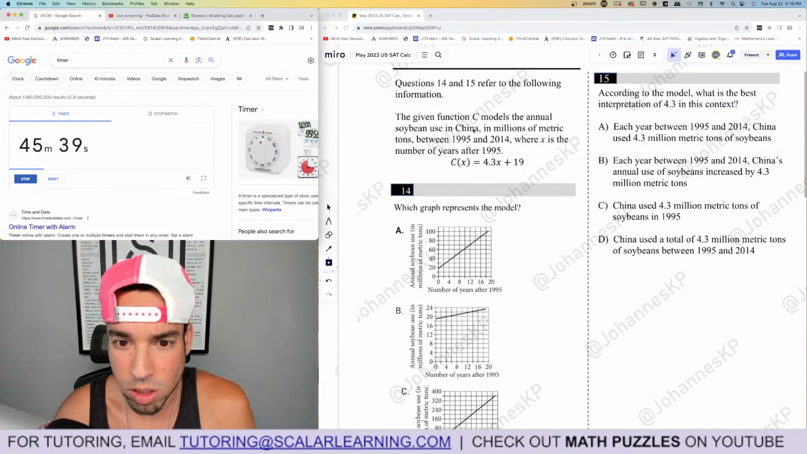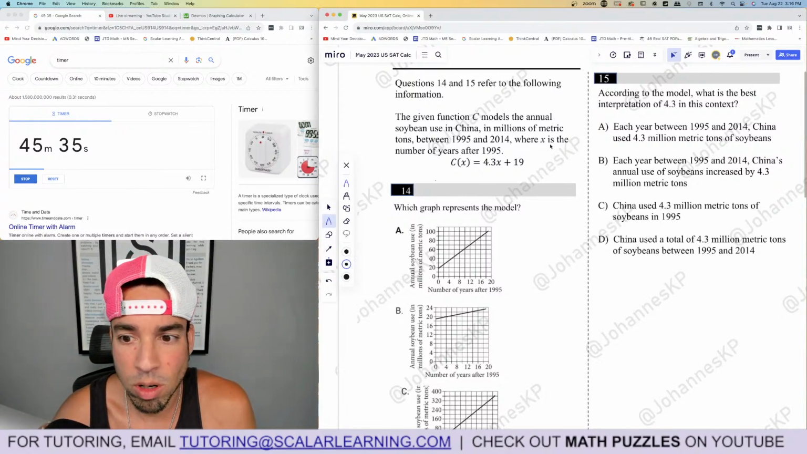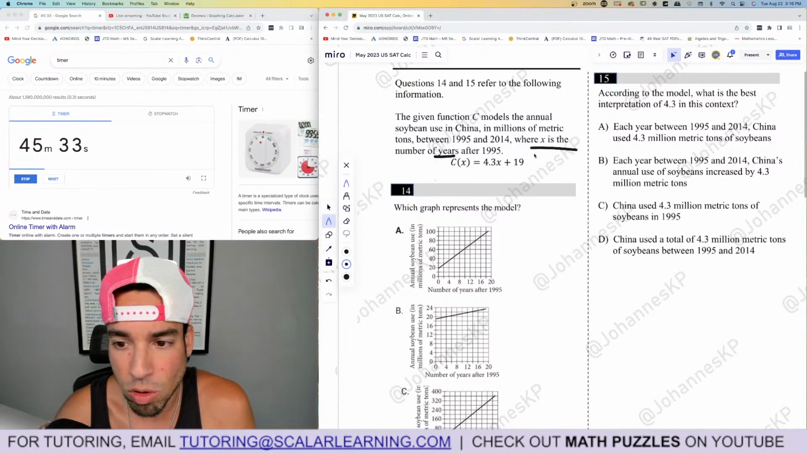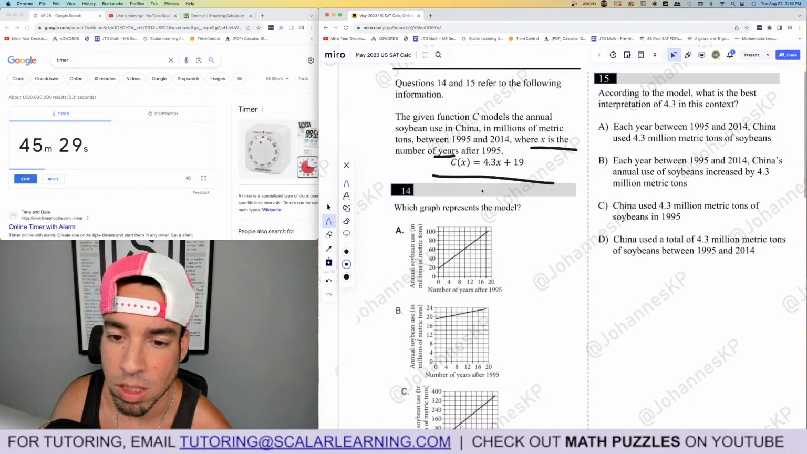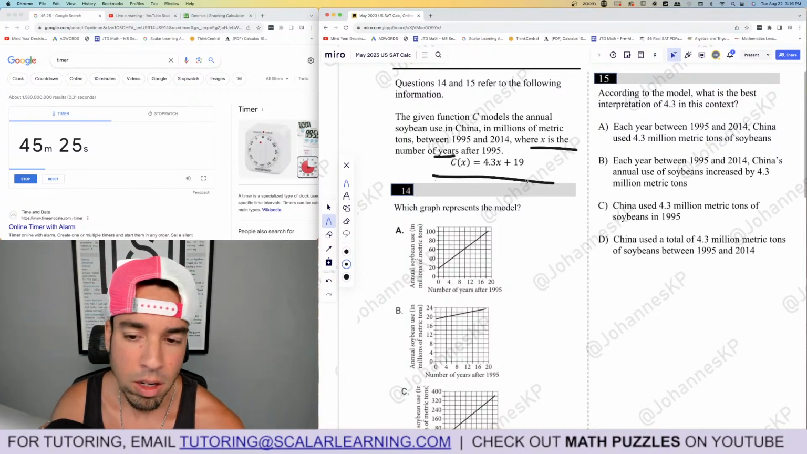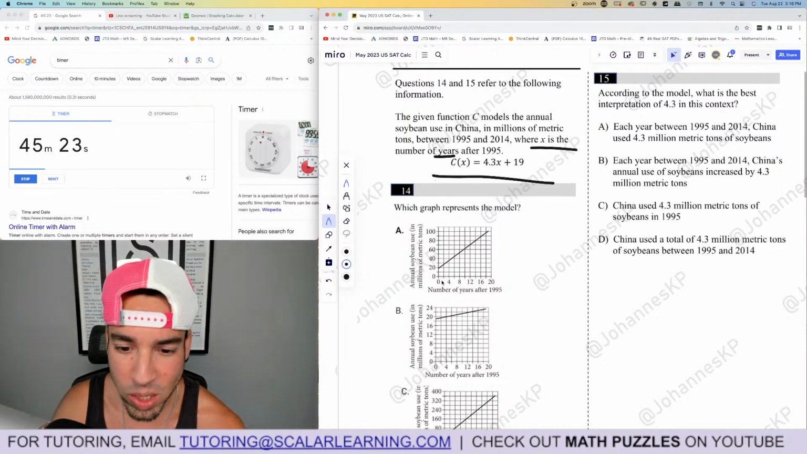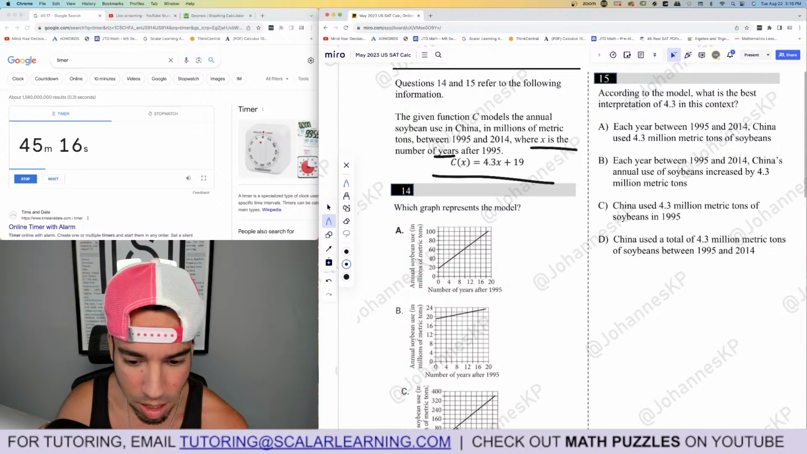14. Function C models soybean use in China in millions of metric tons, where X is the number of years. X is years. Notice I'm always underlining the variable, right? And we get that nice formula. Which graph represents the model? Okay, so we got a slope of 4.3, but that's not really going to help because look at the scaling, so it's all weird. But I know I have a y-intercept at 19, so that one passes, that one passes.